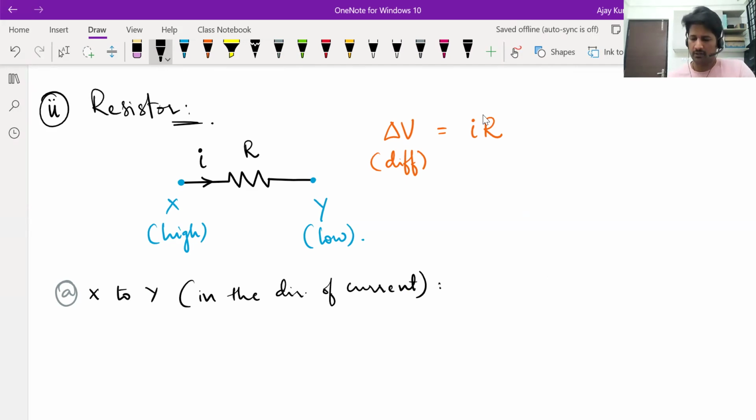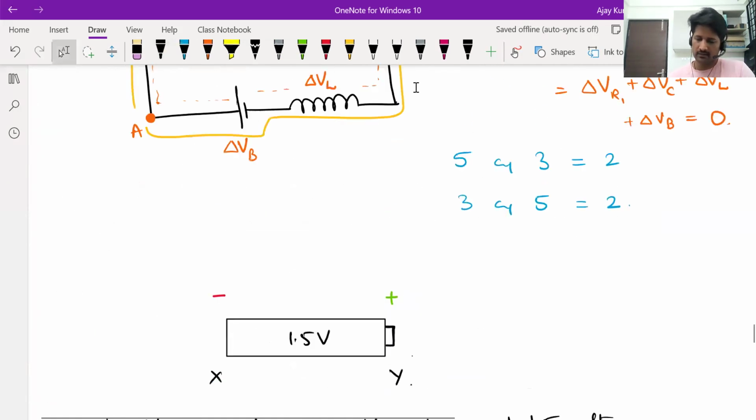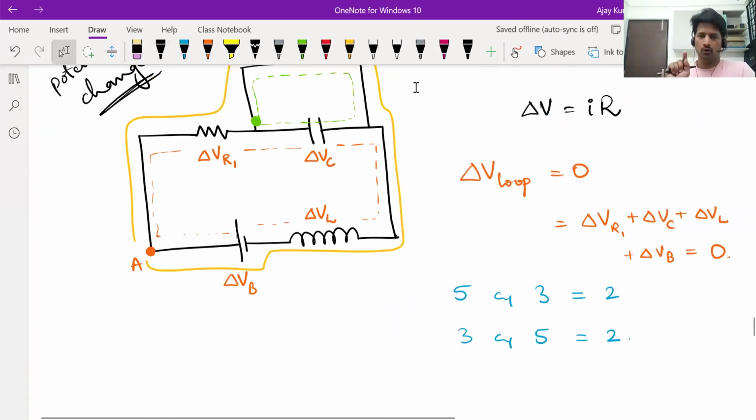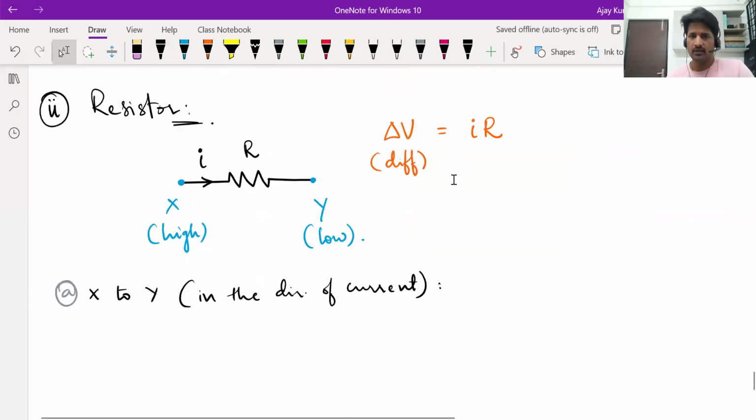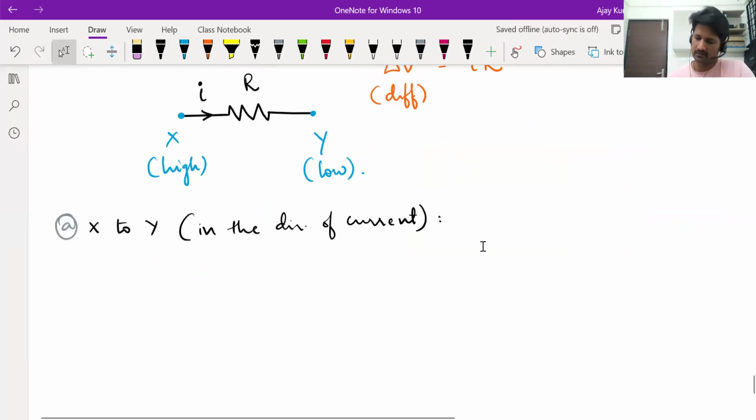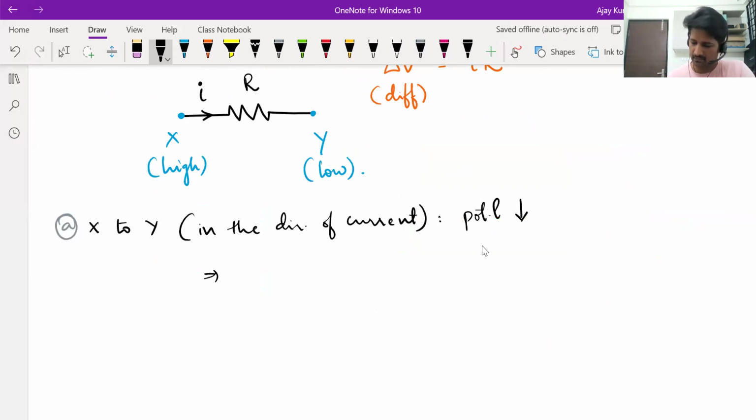Why are we talking about moving and all? As I said, when you move along a loop, it is possible that you come across some resistors. So you'll be going from one side of the resistor to the other side. In that process, if you are going across the resistor in the direction of current, then what will happen? Potential decreases. Potential decreases means the change is negative. So you should take delta V across the resistance as minus IR. In the direction of current, if you are moving, it is minus IR.